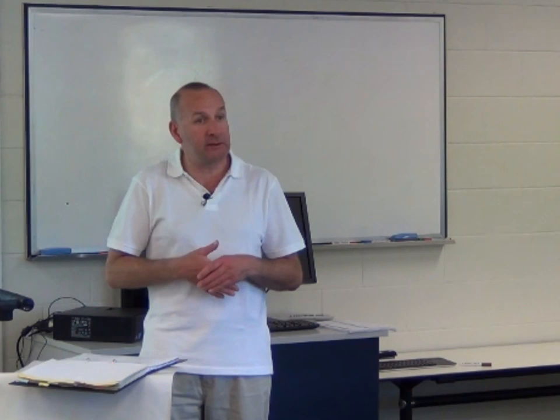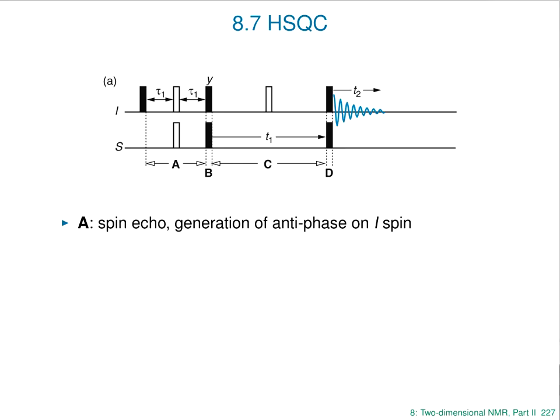So the experiments I'm going to show you are inverse experiments in the sense that we observe the high gamma nucleus, the proton. The first of these correlation experiments is called HSQC, and there's the pulse sequence. If you just look at this pulse sequence, you think, oh, all these pulses. But you should now be able to recognize and break down these pulse sequences into their individual elements. We see immediately that there's an I spin pulse, where I is proton, for example, which generates magnetization, and period A is just a spin echo. During that spin echo the offset will be refocused, but the coupling will not be refocused. So during the first spin echo A, we generate antiphase magnetization on the I spin.